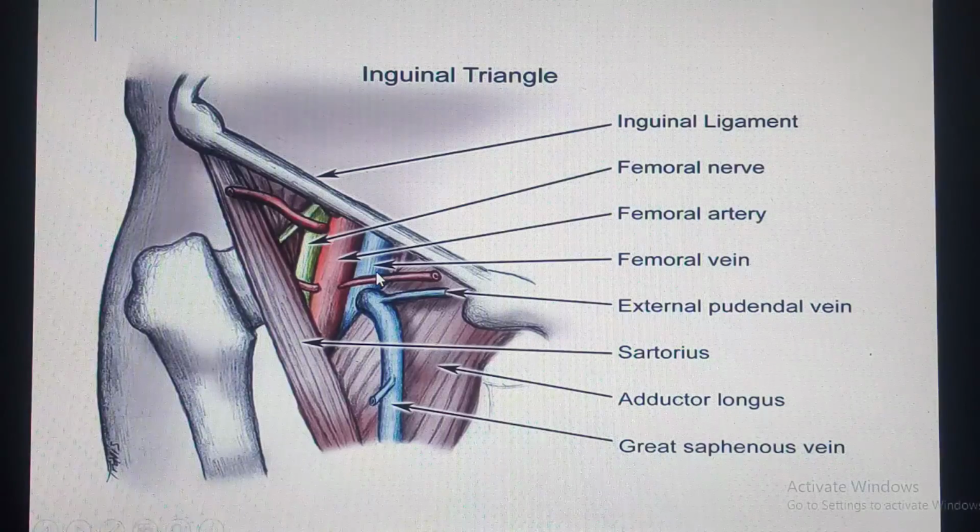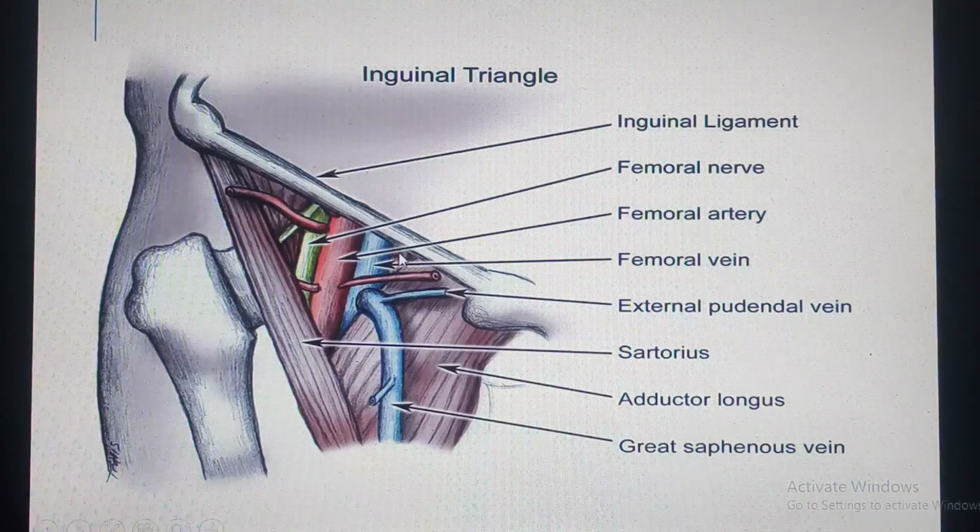N for nerve, A for artery, V for vein, and E will be an empty area. This empty space will actually contain what we call the lymph nodes. Within this space that I'm talking about, there will actually be what we call the femoral canal. I'll come to the femoral canal pretty soon. Of course, the lymph nodes are going to be there. I'll explain that pretty soon.